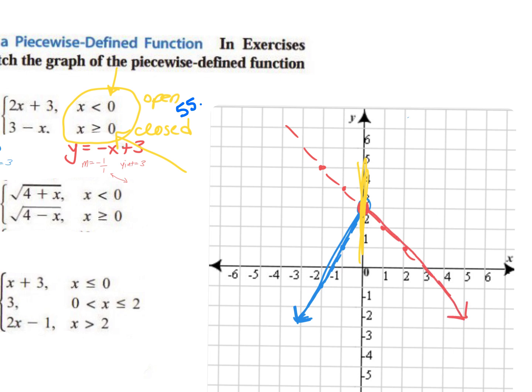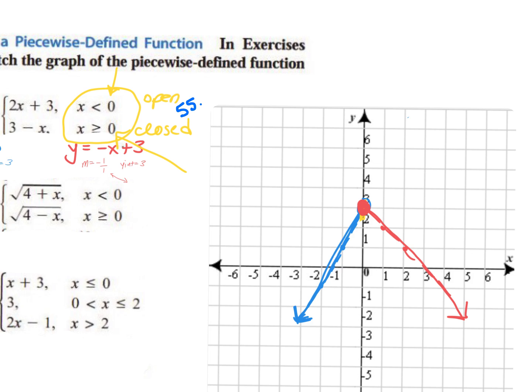And then what do I do with the other stuff? I'm going to erase it. Good. And then what kind of a dot is there? Closed. So yes, at this point, one part of it is open, one part of it is closed. The closed will always supersede the open. So there's your piecewise graph. It's a piece of the blue line and a piece of the red line.